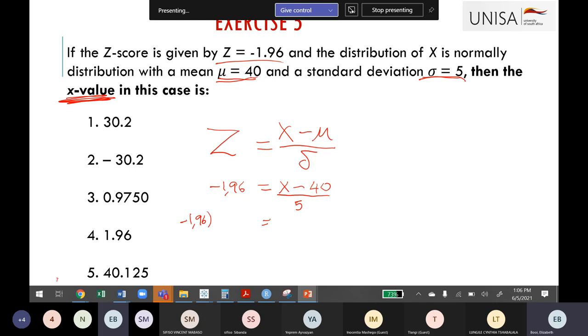Minus 1.96. Multiply by 5 this side, and we will be left with X minus 40 on the other side. And your minus 1.96 multiplied by 5 gives us minus 9.8. Minus 9.8, and we take 40 this side, it becomes plus 40. X will be equal to 9.8 plus 40 equals 30.2. Yes. Which makes option one the correct one.